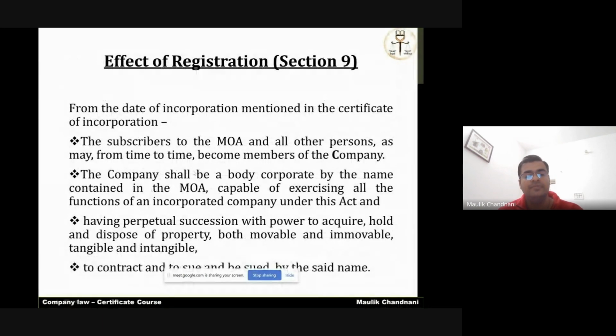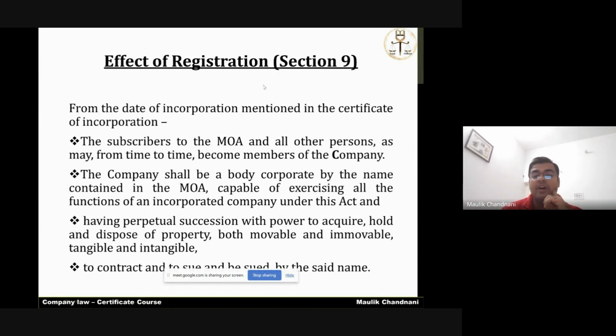So far, so good. Of registration, section 9 deals with what happens once the certificate of incorporation has been allotted. There is written the CIN number, point number 1. This is the unique identity of the company. Second, the date of incorporation is mentioned in the certificate itself, allotted by the ROC. That date of incorporation is very important in pursuance of the law.